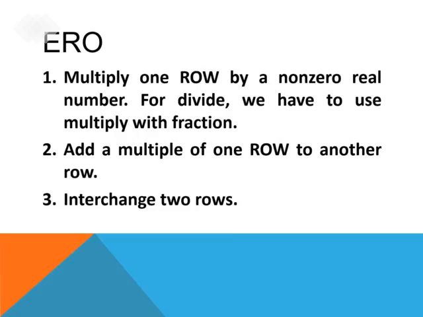The first one is we multiply one row by a non-zero real number. For divide, we cannot divide the matrix, so we have to multiply with a fraction. And number two, we add or minus a multiple of one row to another row. And number three, we interchange two rows.